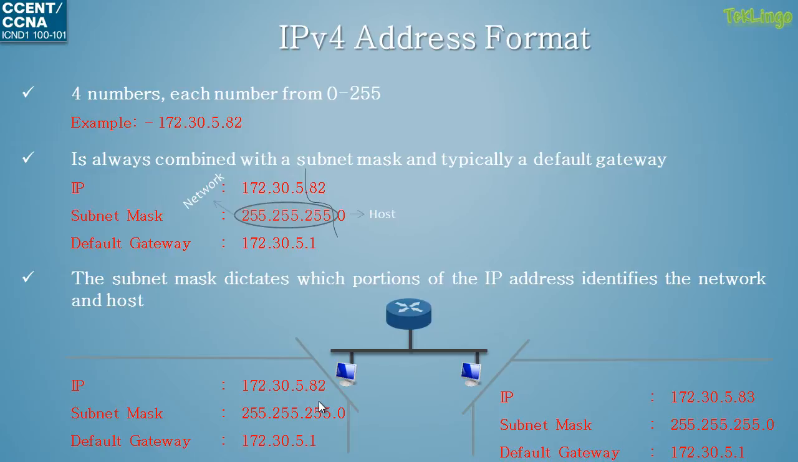But let's just say that I want to change the IP address of the computer on the right side. Let's say I'll change the IP address from 172.30.5.83 to 172.31.5.83. If we do that, then the computer on the left side will not be able to communicate with the computer on the right side because they are now not on the same network. They are on a different network.